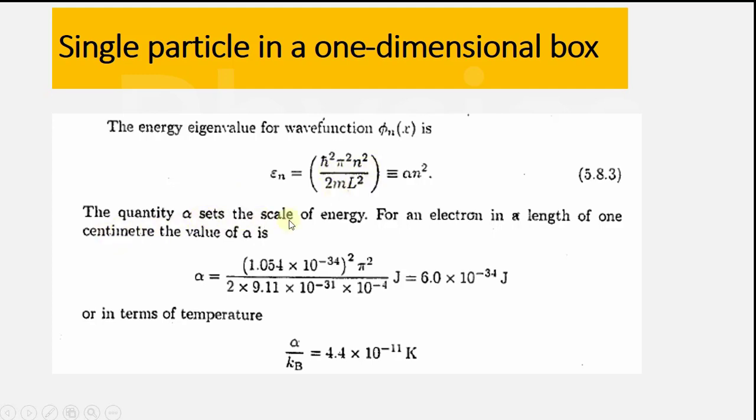The quantity alpha sets the scale of energy. When we put in all these values, this shows E_n equals alpha n squared. So alpha is the scale of energy, which tells us about the energy and its change in value, upgrade or downgrade. For an electron in a box of length 1 centimeter, we find the value of alpha. Now we will find the energy. Alpha is the energy scale, and we put in all the constant values and get the result in terms of temperature. So our answer will be this. In this way we can find the energy of a particle in one dimension.